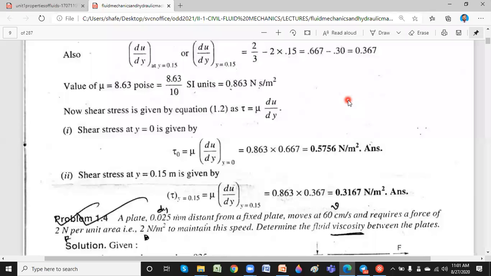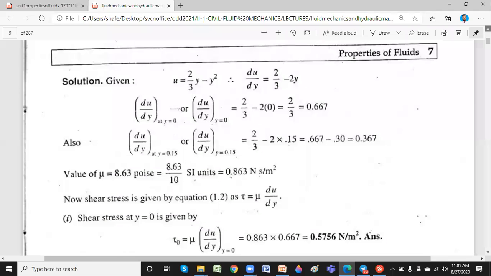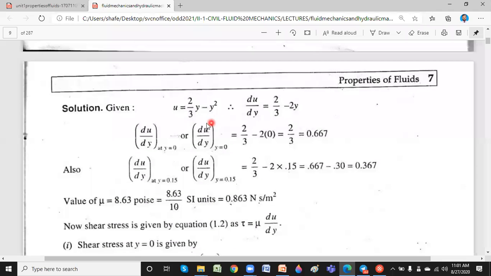So this is the first model of a problem where the velocity is given in a profile form, a velocity distribution form, that is 2/3 y minus y square. This particular profile may change into different types, something like y square minus y cubed. But I know how to solve the problem given the y values. Okay, right?